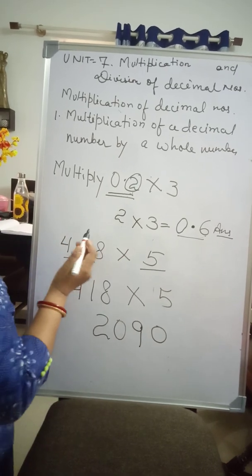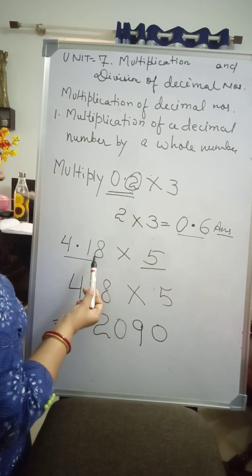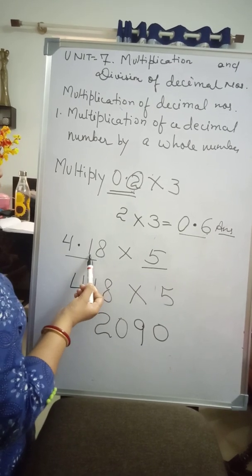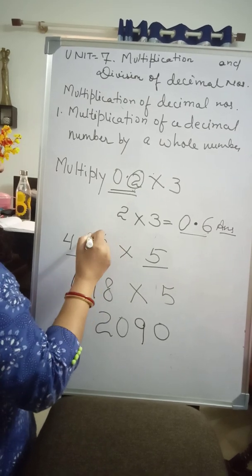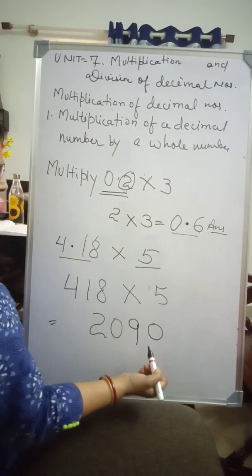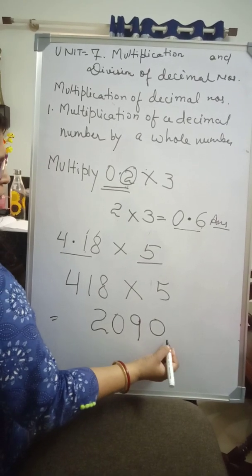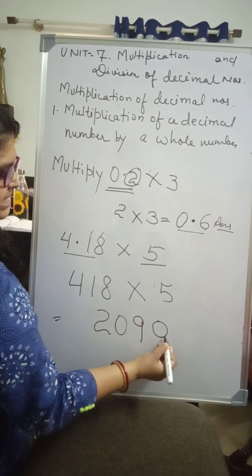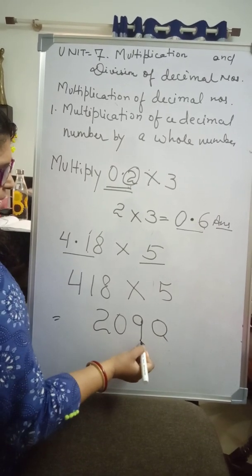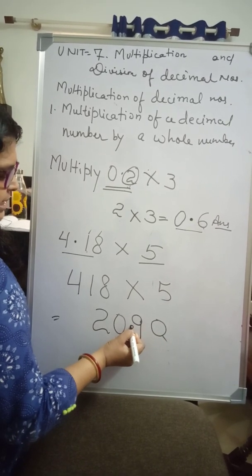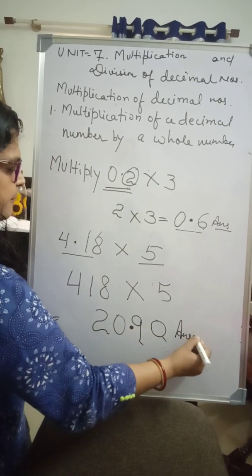Now second step. Count the number of decimal places in the decimal number: 1 and 2. Right? How many decimal places are there? 1 and 2. So in the product also we count the number of decimal places. From the right side we start to count: 1, 2. After 2 places we will put the decimal point here. So this is the answer.